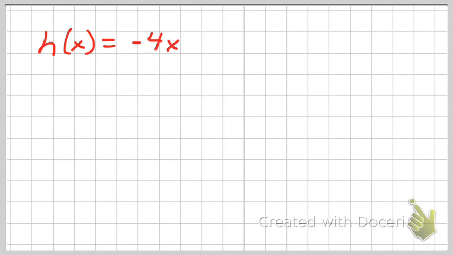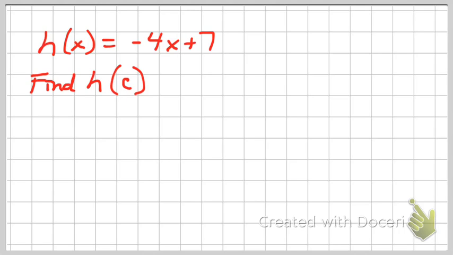Here we go. H of x is negative 4x plus 7. Find h of c. So I changed the name of the function. I'm not calling this one f. I'm calling it h. I kept my variable as x. And now I want to find h of c. It's not a number that I want you to put in this time. It's a letter.